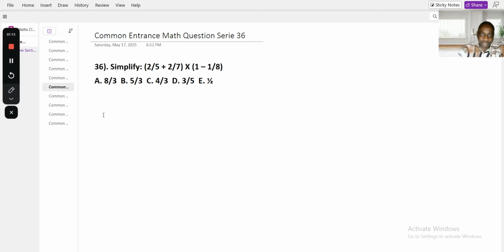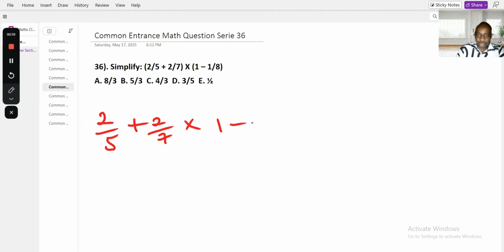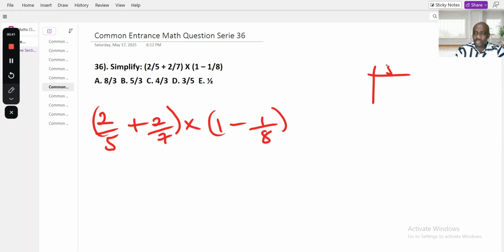Simplify this: 2 over 5 plus 2 over 7, multiplied by 1 over 8. What is the LCM between 5 and 7? Do we know how to calculate the LCM? If you want to calculate the LCM, you just need to draw it like this.